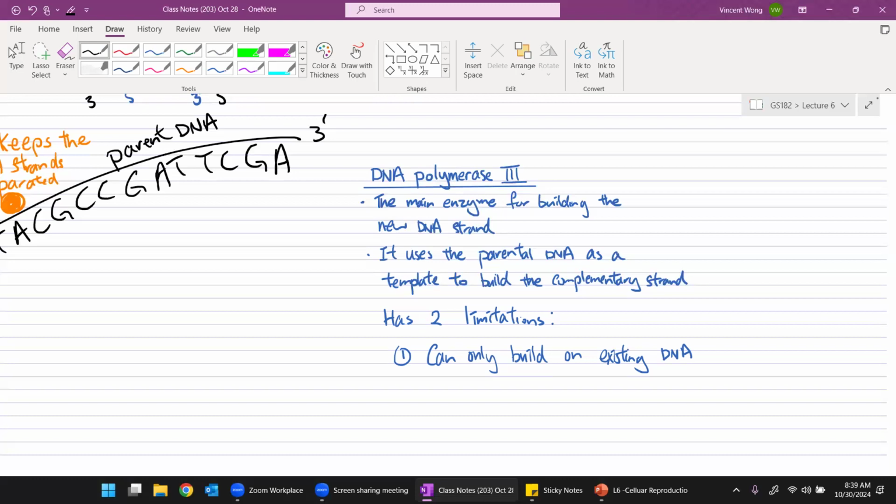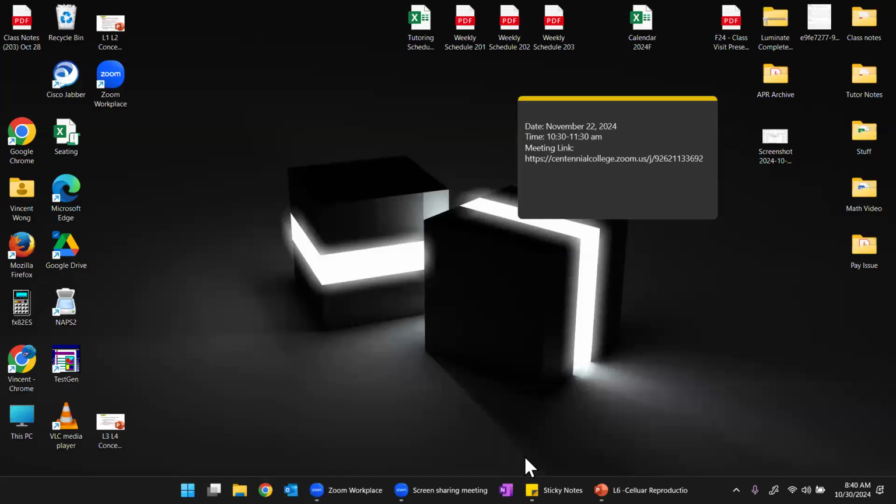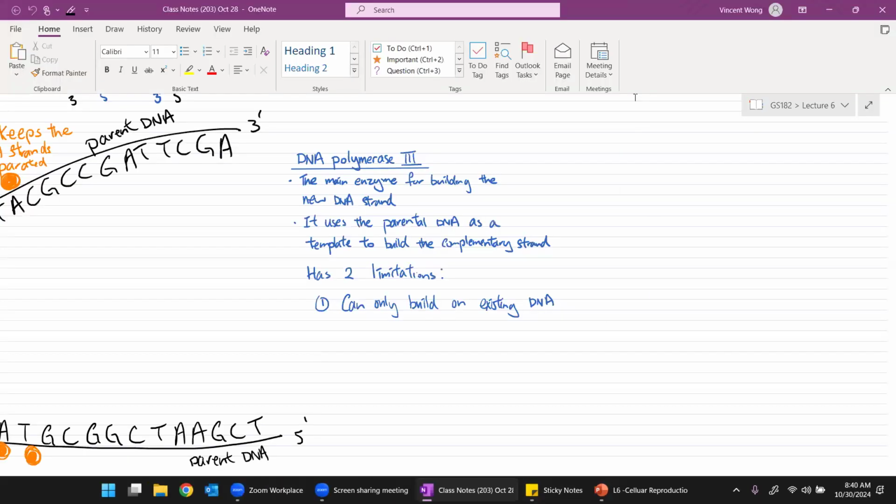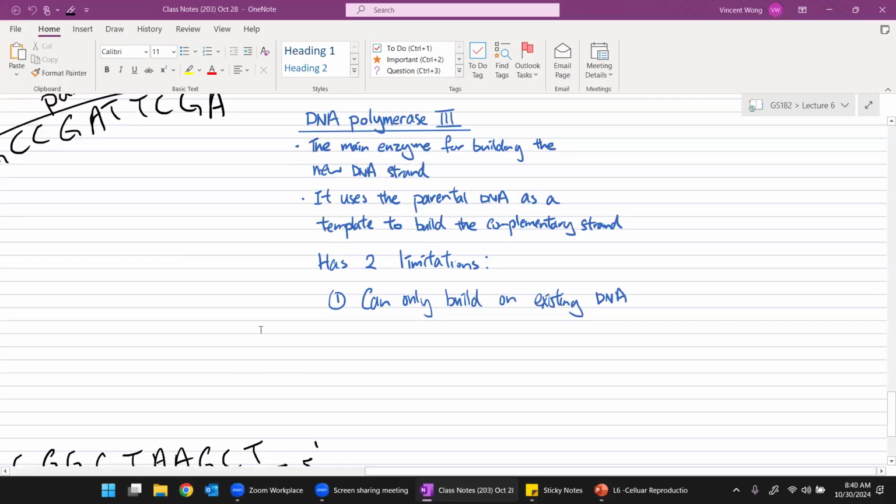Problem number 2. Fingers crossed. Hopefully my pen works now. Oh, it does. Okay, so number 2. Oh, but it won't let me change color. What is going on? Give me a second. Let me restart this.